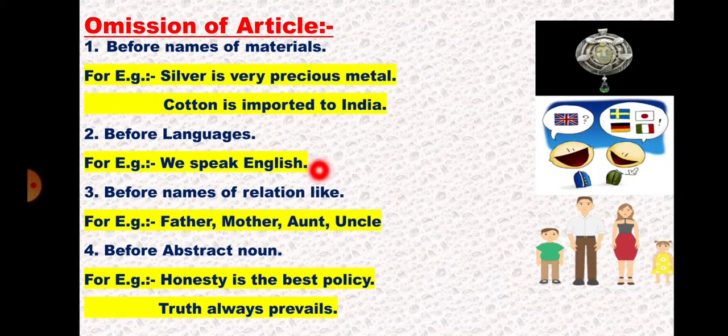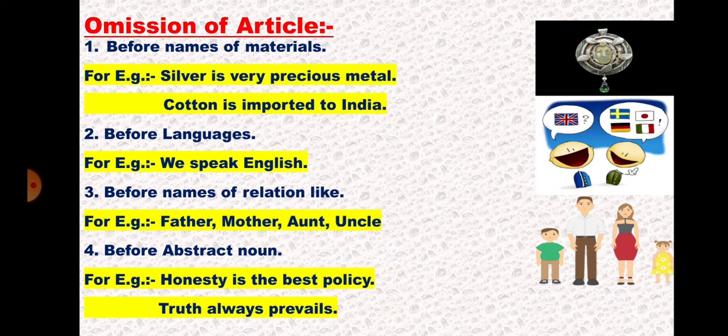Omission of articles. It means where the articles are not used. A, an and the are not used in the sentence before the names of materials. For example, silver is a very precious metal. Cotton is imported to India. So here silver and cotton are materials. So before that we are not using the article a, an or the.